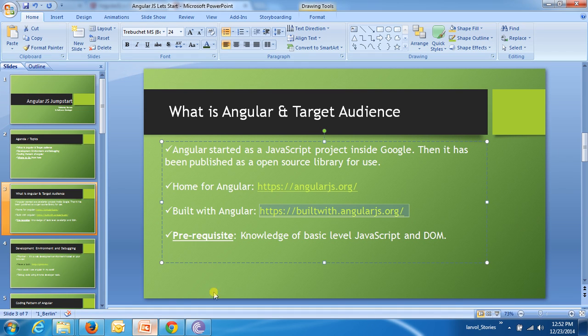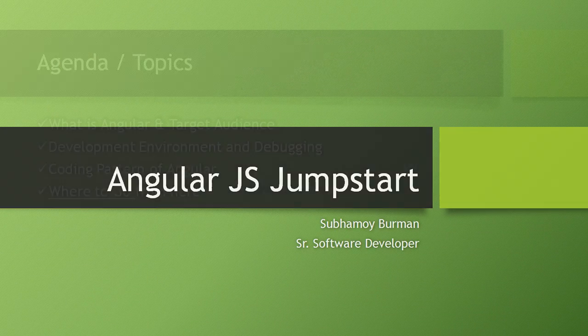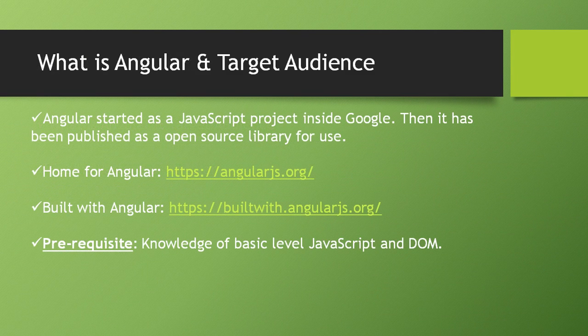Now, what are the prerequisites for this course? You might be thinking, the prerequisite is knowledge of basic level JavaScript and the document object model, like how you can manipulate the document object model behind any HTML or any other kind of document using JavaScript. That will be pretty much enough to get us started with Angular, because Angular is ultimately, at the end of the day, only a JavaScript framework.